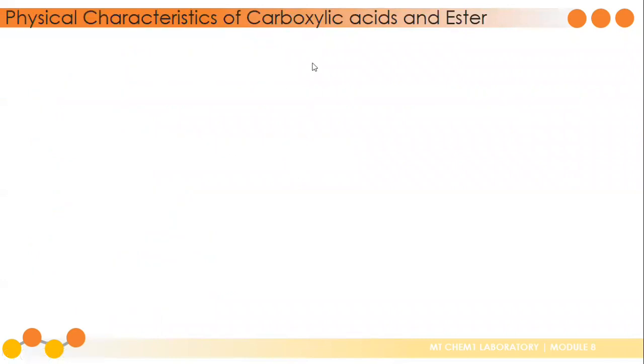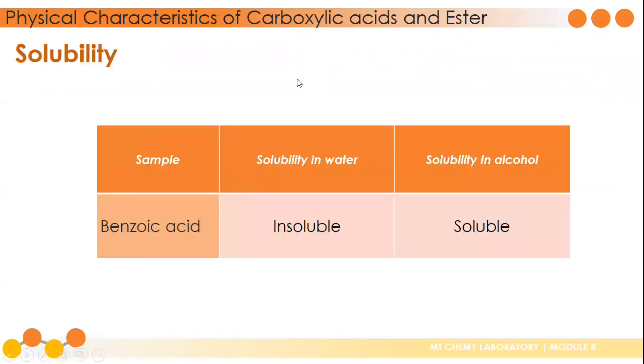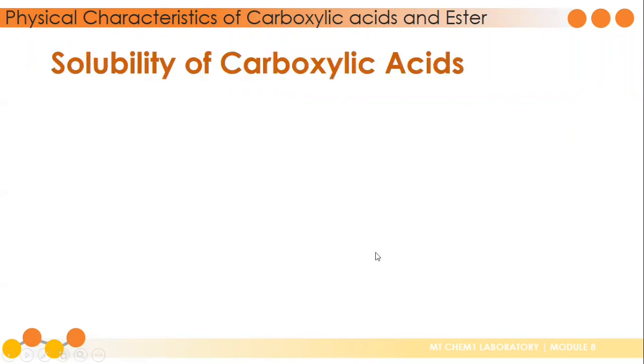Let's start with the physical characteristics of carboxylic acids and esters. So for their solubility, we were only able to use benzoic acid as our compound. In water, it is insoluble since benzoic acid is in its solid form. Benzoic acid is insoluble in water and it is soluble in alcohol.